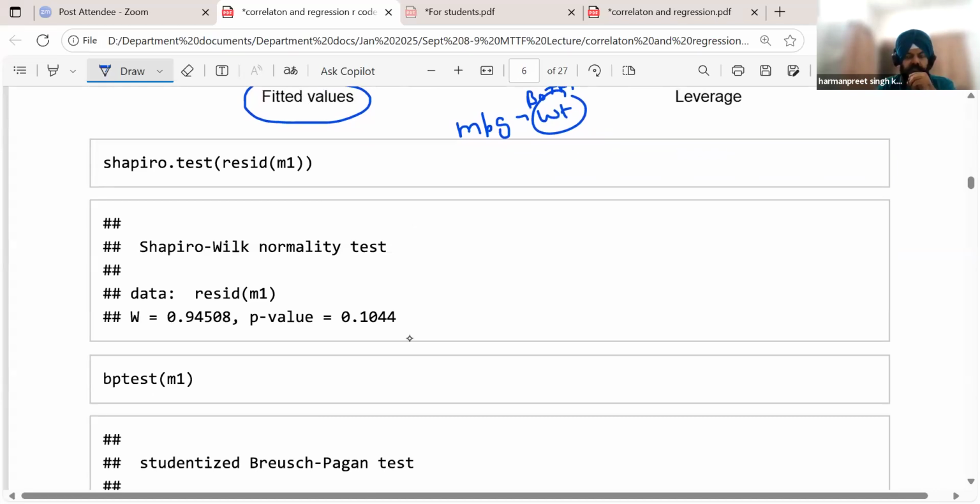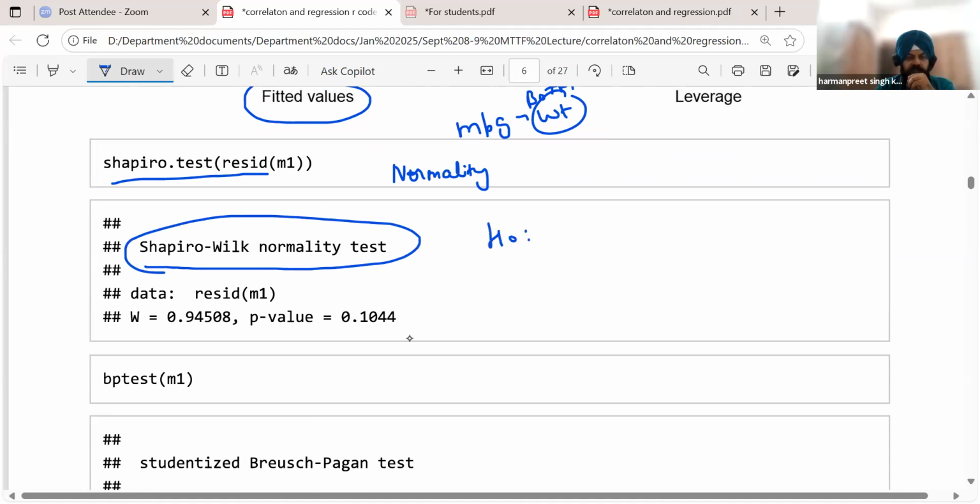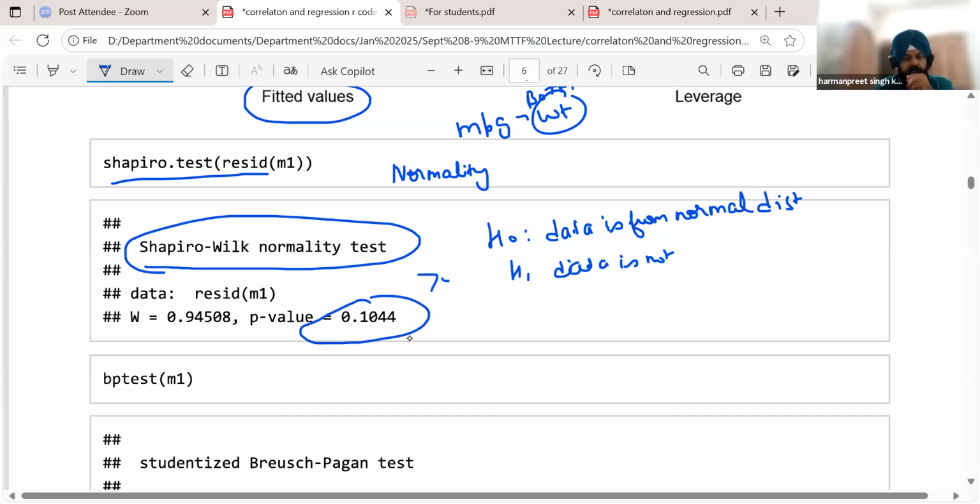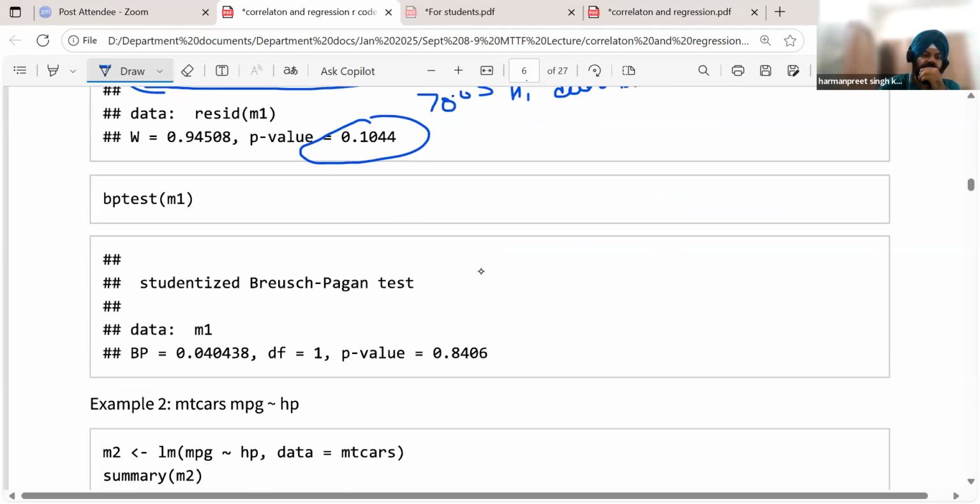As already explained to you, in the literature there are various tests available to test the normality assumption. One test is called the Shapiro-Wilk test. This test tells you the null hypothesis that the data set is from a normal distribution. Without satisfying this assumption, we can't say that our model is good enough. And the alternative is that the data is not normal. Here you can see that the p-value is greater than 0.05, so we do not reject the null hypothesis. In that case, we can say that our assumption is satisfied.